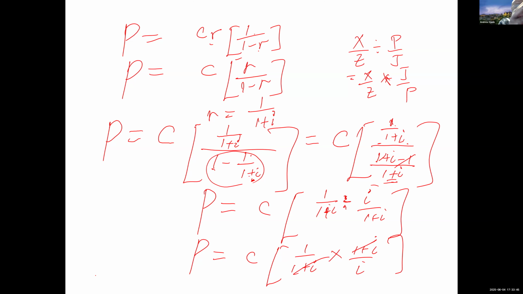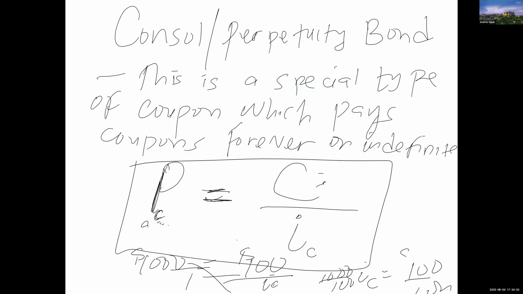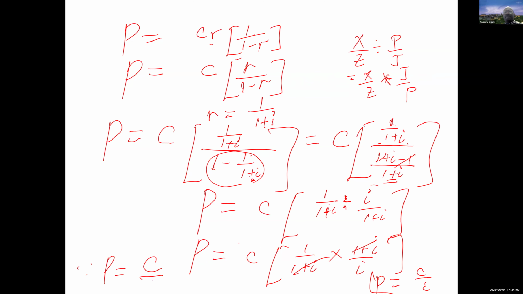So therefore, you know that P is going to be the same thing as C over I, the yield. All right, well, P equals C over I. That is the formula for the perpetuity bond that we wanted to derive, right? That's it. This formula here. So that's how you derive it. Very easy. Okay.